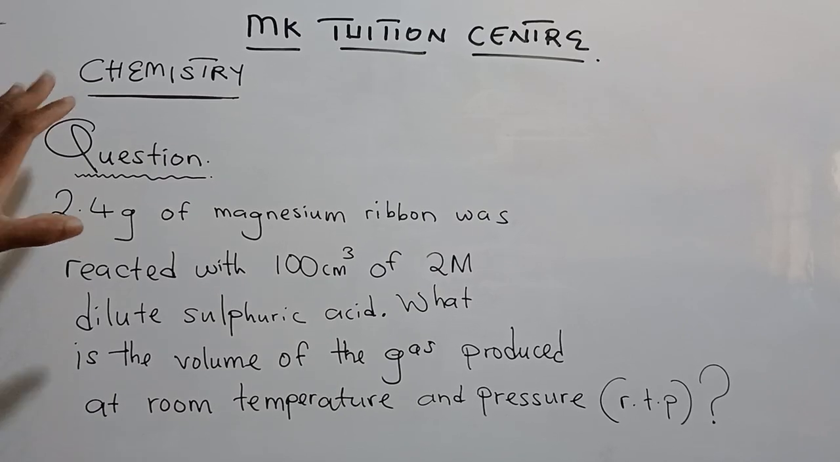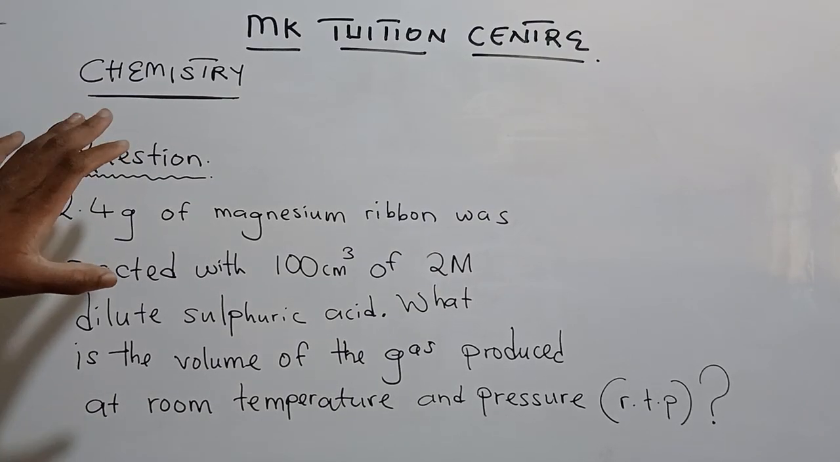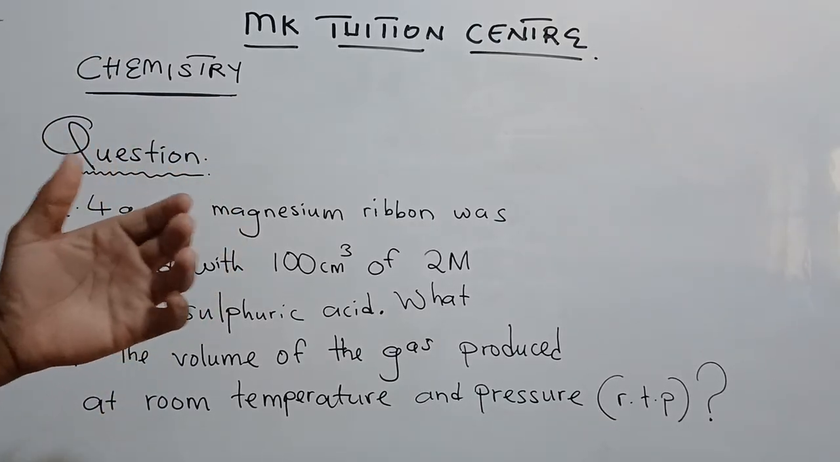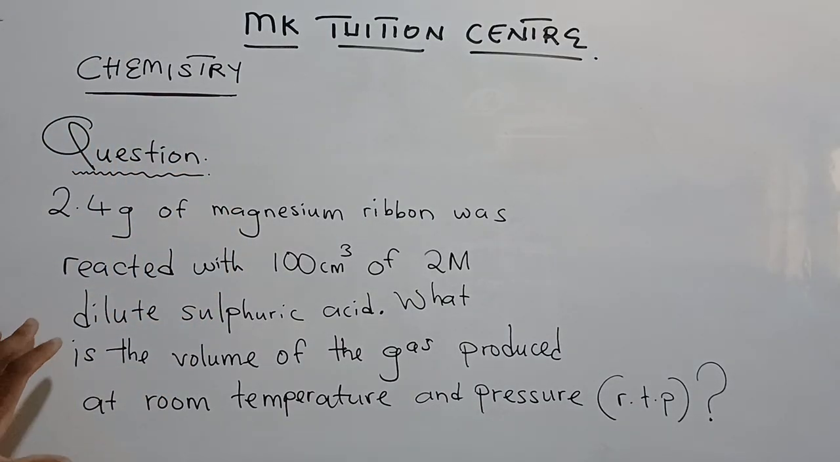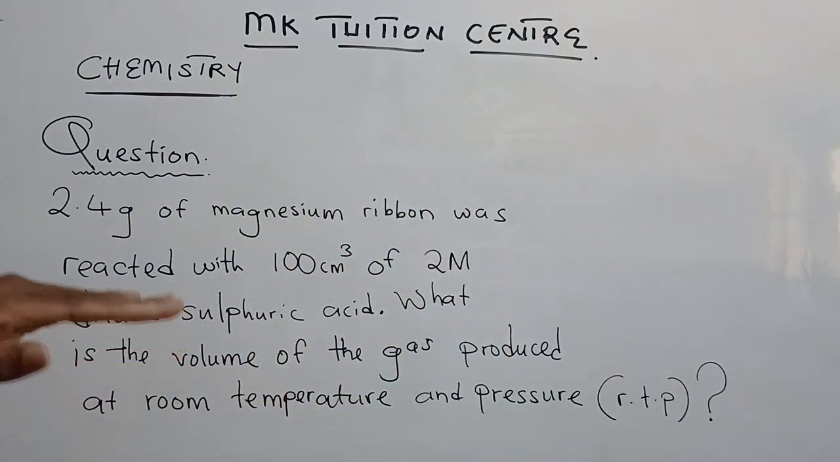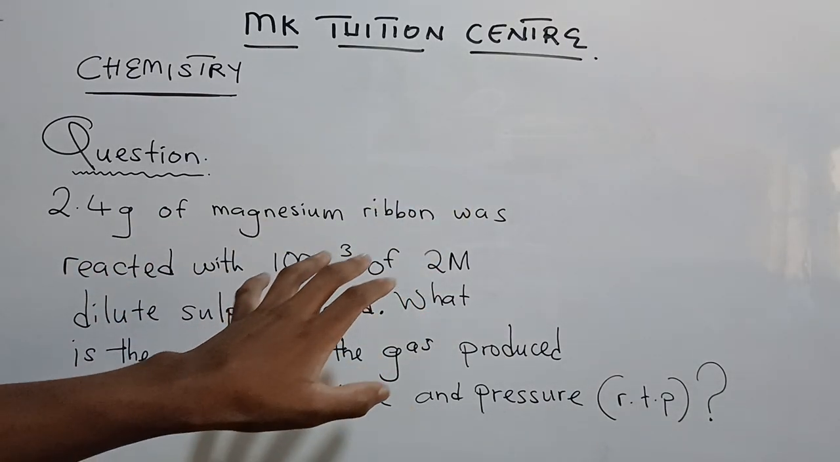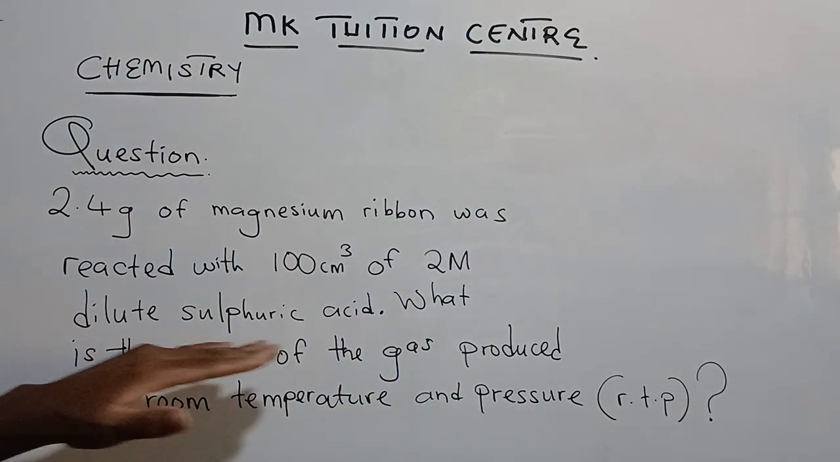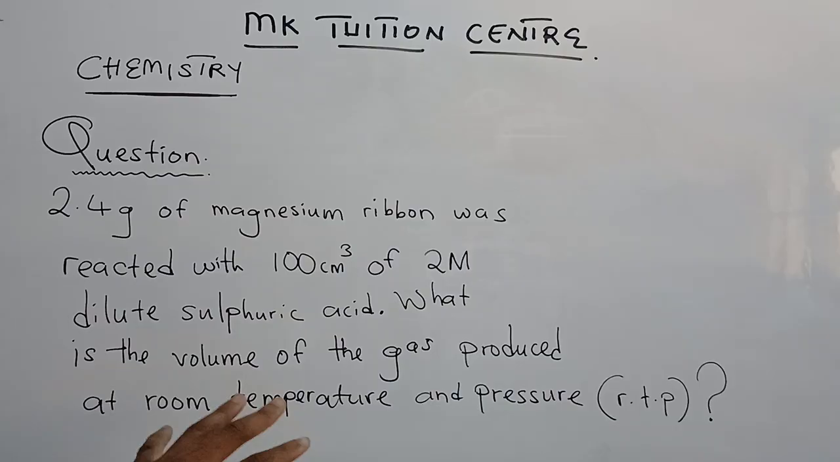All right, so let's have a look at this question right here. It's from paper 2, section A, so it means it is under multiple choice. 2.4 g of magnesium ribbon was reacted with 100 cubic centimeters of 2 molar dilute sulfuric acid. Now, what is the volume of the gas produced at RTP, which is room temperature and pressure?